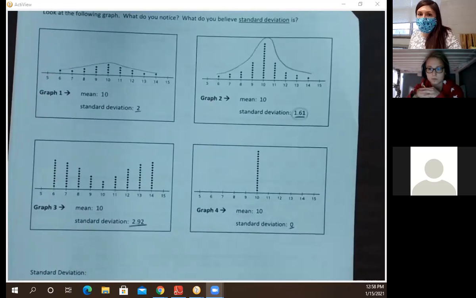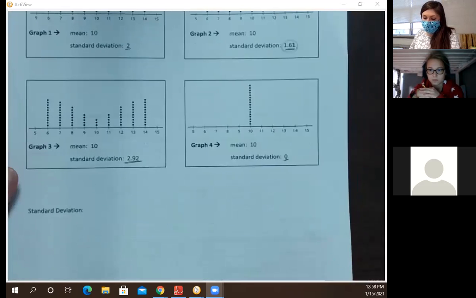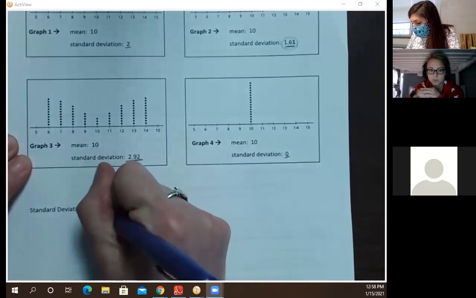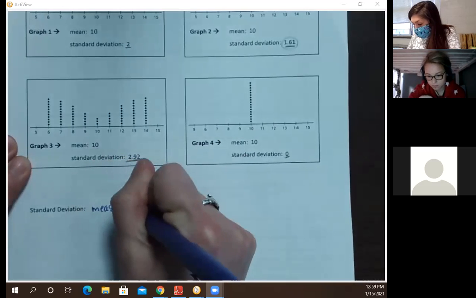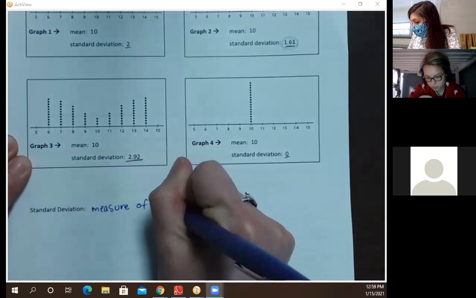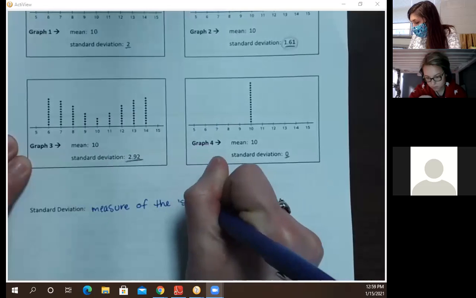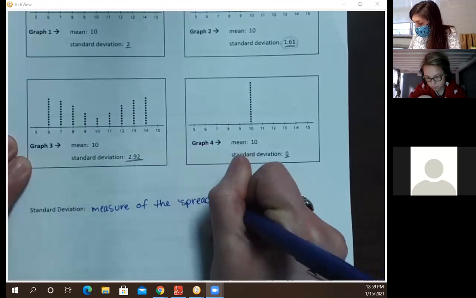So some big ideas that we should take away from this. Just like our mean absolute deviation, standard deviation is a measure of the spread of data. I'm going to jot that down. This is a measure of the spread of data.